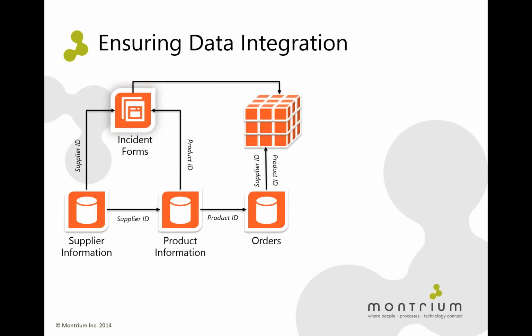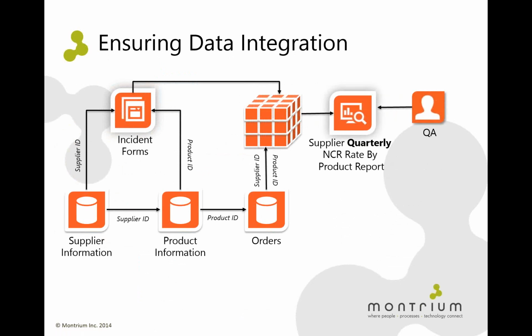We then need to push all of our incident information as well as all of the information around orders and suppliers and products into our cube so that we can then organize it in a multi-dimensional fashion. And from there, we're then able to output information from that cube in our business intelligence environment to be able to start making decisions. And so in this particular case, we're looking at supplier quarterly non-conformance rates by products, and we have a predefined report for that, and we'll see an example of this report shortly.